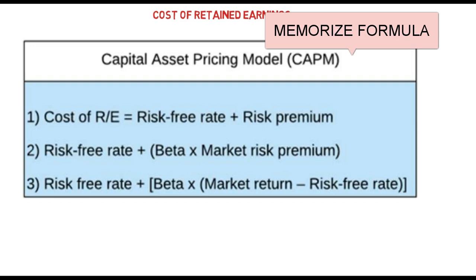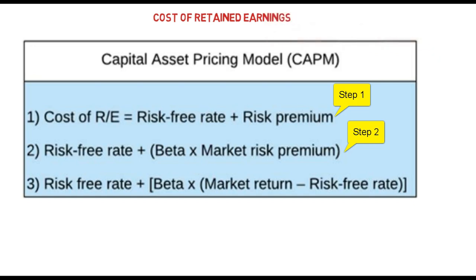Okay, so CAPM is calculated as follows. The cost of retained earnings, that's what we're calculating, is going to equal the risk-free rate plus the risk premium. They're probably not going to give you that risk premium flat out, so you're going to need to know how to break that out. So the cost of retained earnings is now going to equal the risk-free rate plus beta times the market risk premium. Again, they're probably not going to give you that market risk premium. They might, but if they don't, we need to know how to break that out as well. So the risk-free rate plus beta times the breakout of market risk premium.